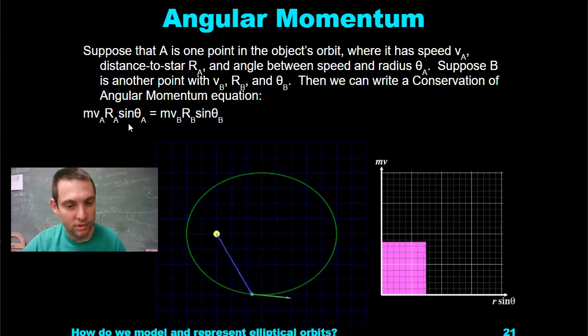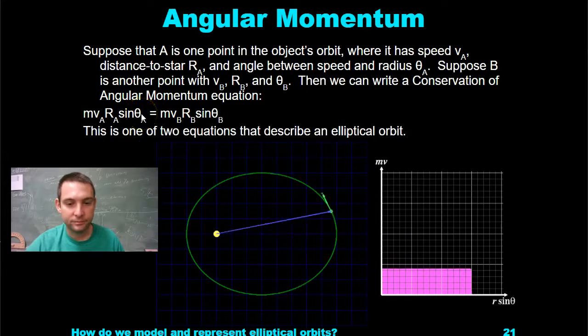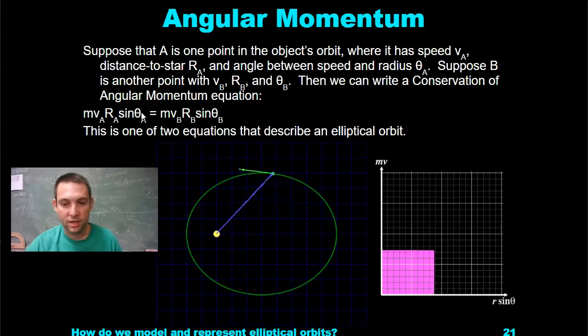Conservation of linear momentum also. So we're using mvr sine theta for each side. This is one of the two equations that describes an elliptical orbit.